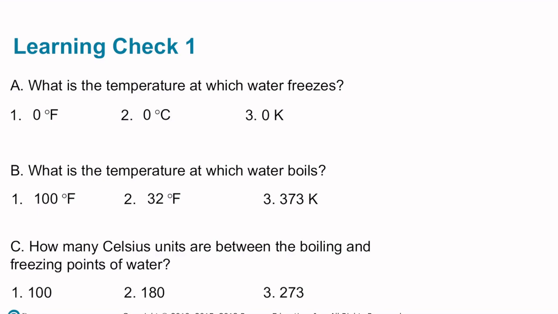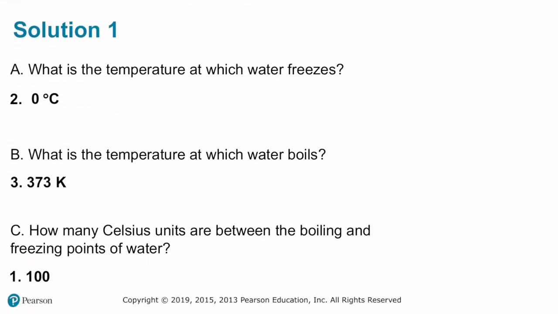Let's have a learning check. What is the temperature at which water freezes? 0 degrees Fahrenheit, 0 degrees Celsius, or 0 Kelvin. What is the temperature at which water boils? 100 Fahrenheit, 32 Fahrenheit, or 373 Kelvin. How many Celsius units are between the boiling and freezing points of water? 100, 180, or 273. Here we see the temperature at which water freezes is 0 degrees C.